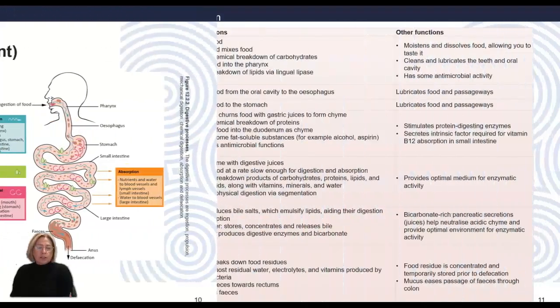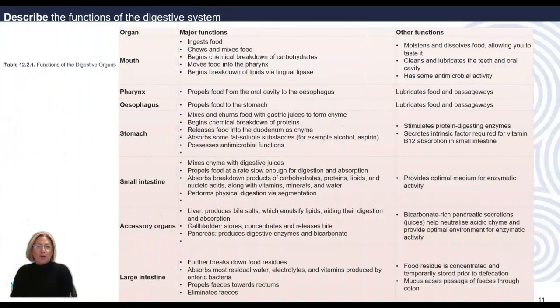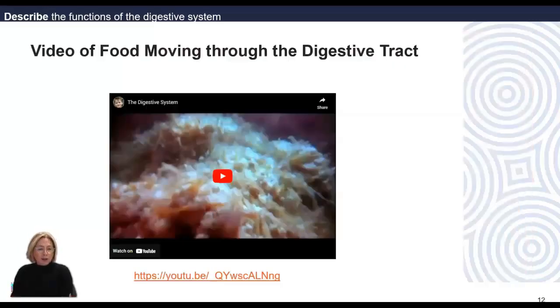And this here is a lovely table. I'm not going to read it all for you here, but it is from your textbook, and it summarizes everything that we're going to be talking about. And I've also placed a video here, so you can take a break from me for now and watch that little video. It looks at movement of food through the digestion.